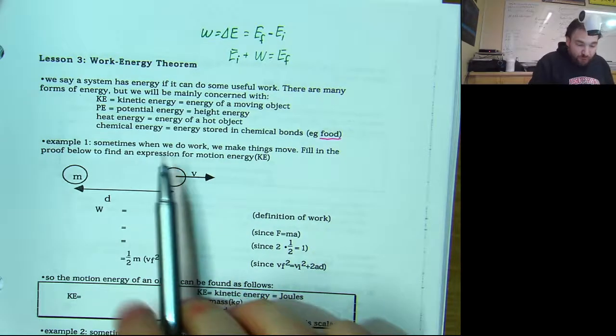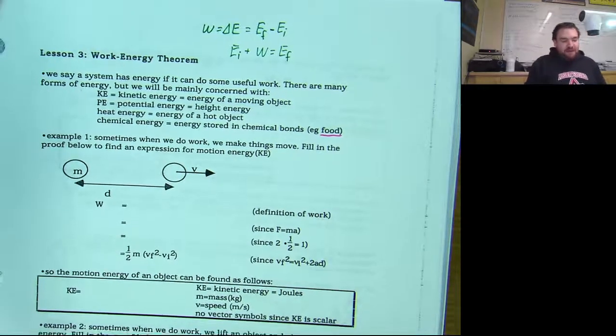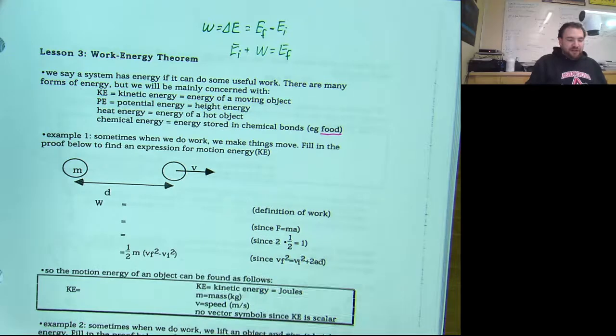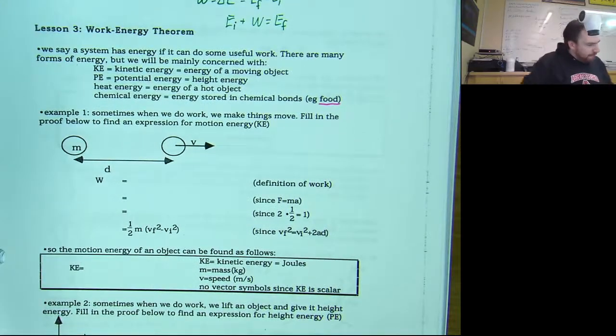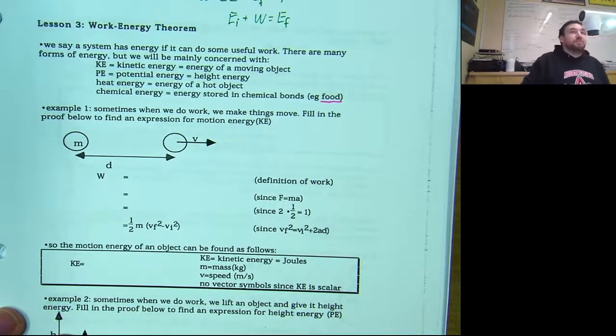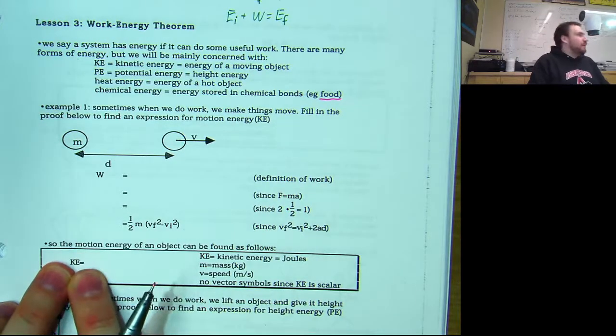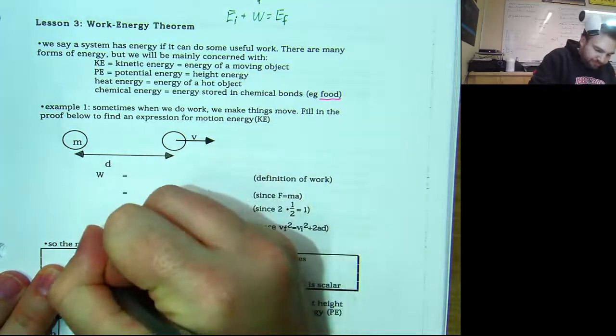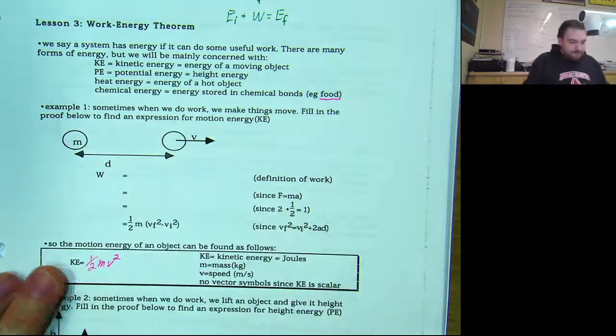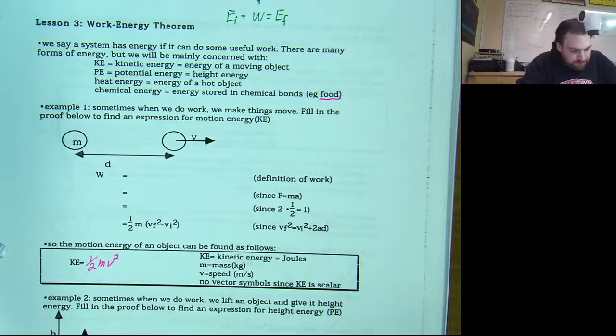So sometimes when we do work, we make things move. There's a proof here to find an expression for motion energy. You know this already. The expression for kinetic energy that we're trying to find is what? KE equals half mv squared. And here's where that comes from.